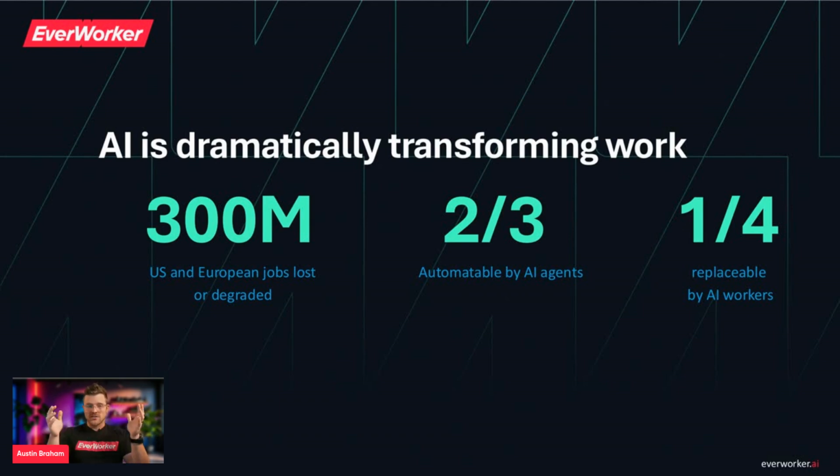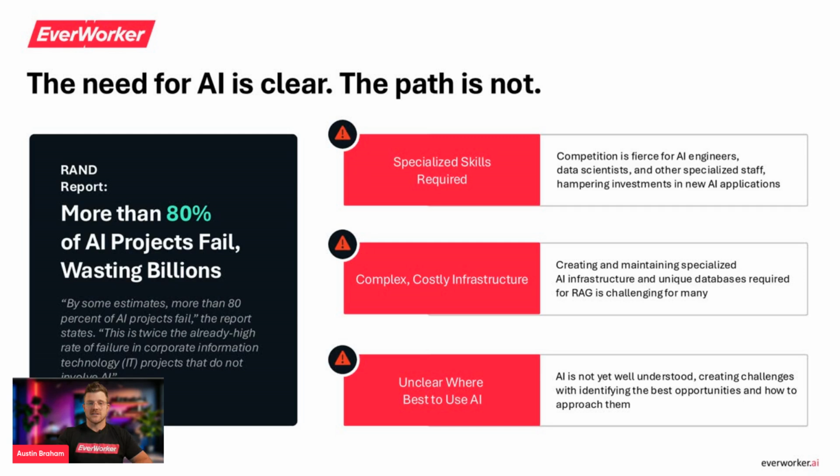Two-thirds of these automatable jobs can be automated by AI agents in the future, and it's estimated that about a quarter of real human workers can be replaced by AI workers. Obviously, I know a lot of that can be scary up front, but that is where we come in. A lot of what we're trying to do is bring this knowledge to the forefront of businesses and people, to prepare and get ahead of the curve before it starts happening.